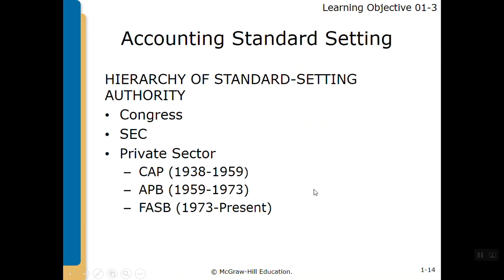So our accounting standard setting authorities, of course, Congress is the highest authority. They can tell us what we have to report, how we have to report it. The SEC also requires accountants to report various things in various ways. And then we've got the private sector, and now the private sector entity that we have to listen to is FASB, and that's the Financial Accounting Standards Board. Prior to that, they were the APB, and then prior to that, they were the CAP.